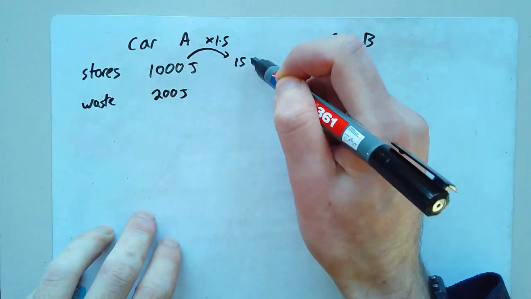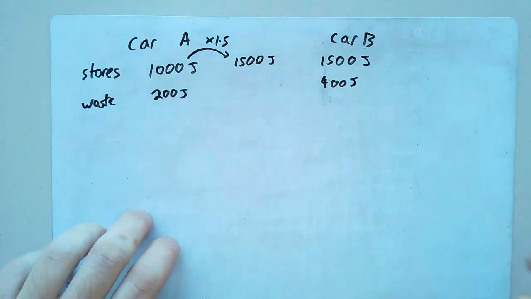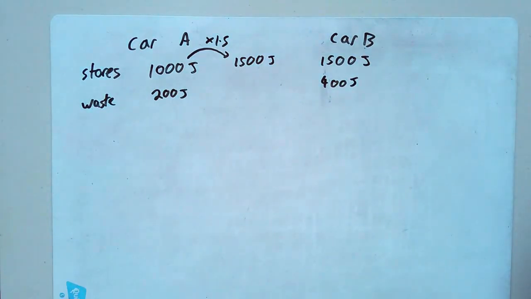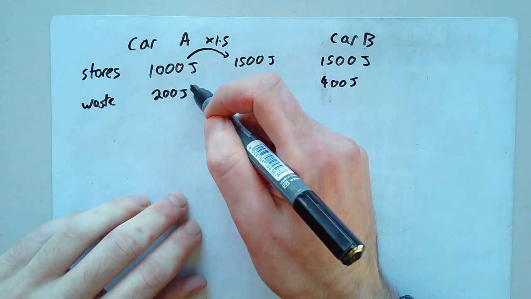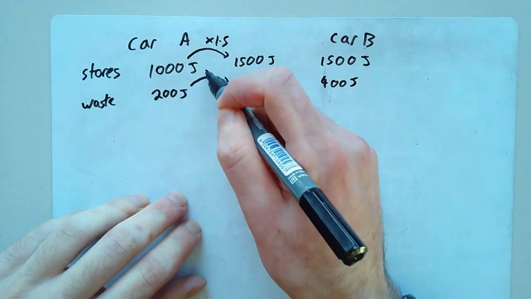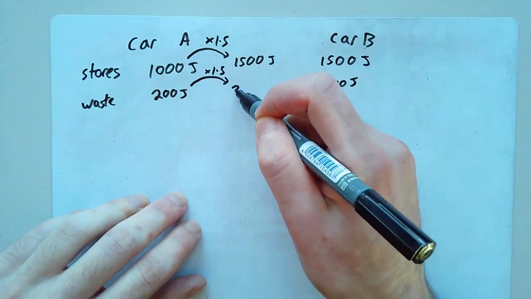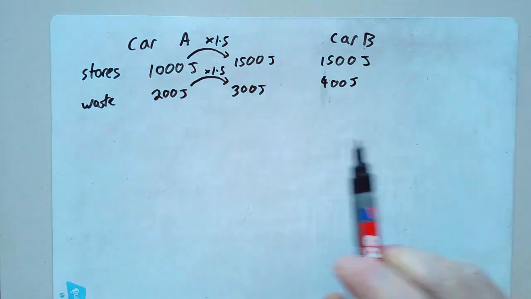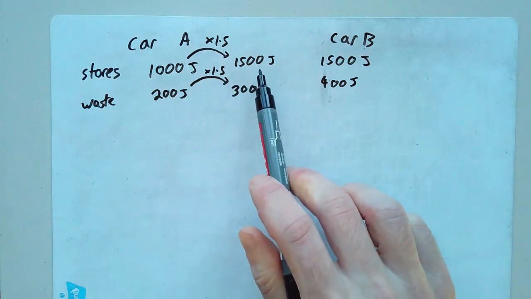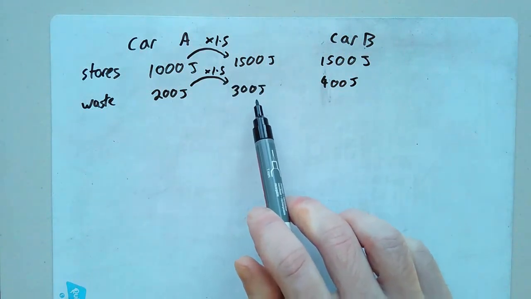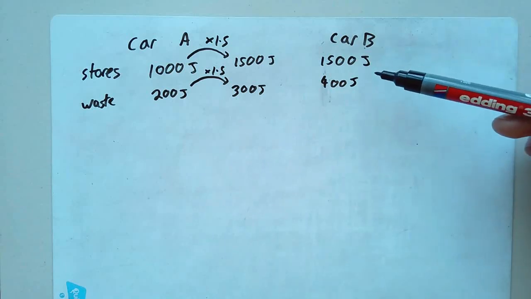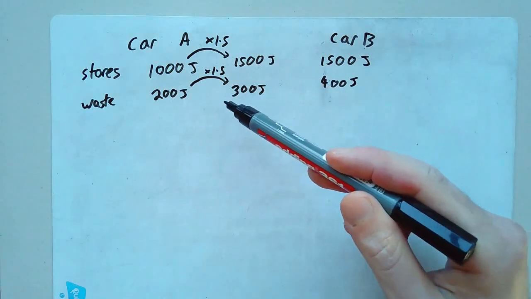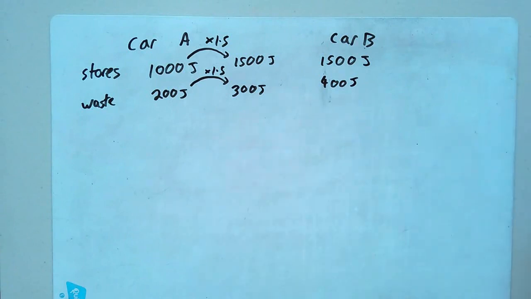which means to get from 1,000 to 1,500, I'm timesing this one by 1.5. And I'm imagining, well, look, if car A had been storing 1,500 joules, how much would it have been wasting? Well, it's going to be wasting more than 200. It's going to be wasting 1.5 times as much, which is 300 joules. So I look at that and I think, well, if car A had been storing 1,500, it would be wasting 300. And car B stores 1,500, it wastes 400, which means that this one is more efficient. Essentially what I've just done there is a ratio. It's a way of looking at one number compared to another.